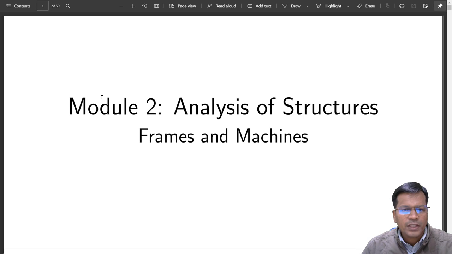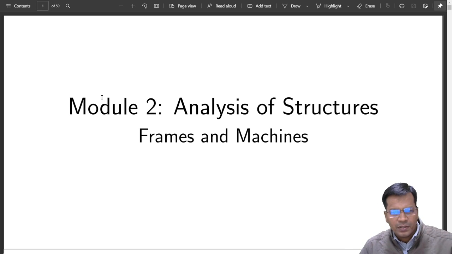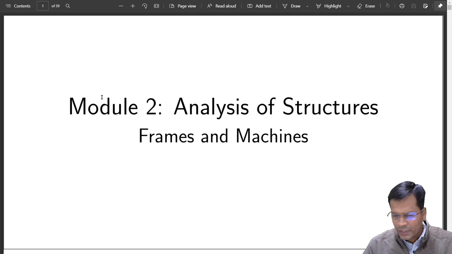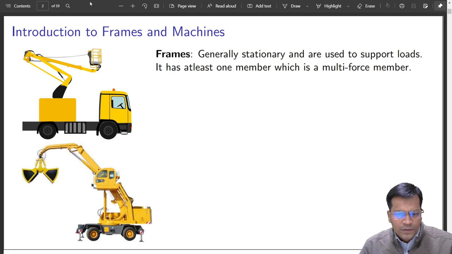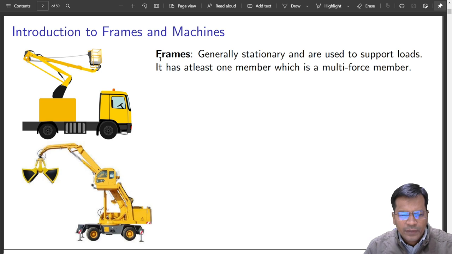So today we'll start with frames. Okay, so here I go. Exactly how I define a frame is, it is generally a stationary thing, but they are used to support loads.